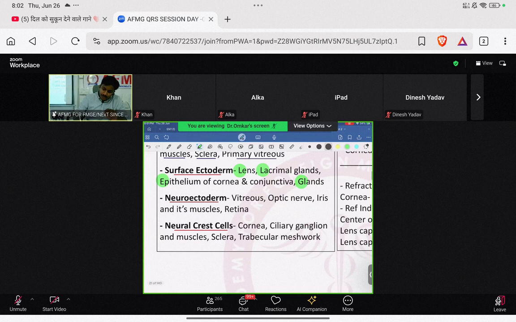Next is neuroectoderm. In neuroectoderm, the mnemonic you can remember is VOIR. Now when I talk about VOIR, basically V for vitreous humor. This one is a secondary vitreous which appears after birth. O for optic nerve. I for iris and the muscles of iris, and R for retina. So these are the four structures which are derived from the neuroectoderm.